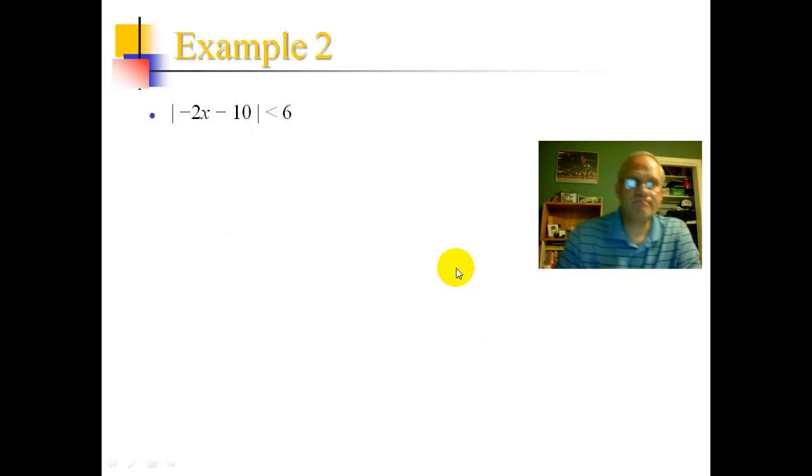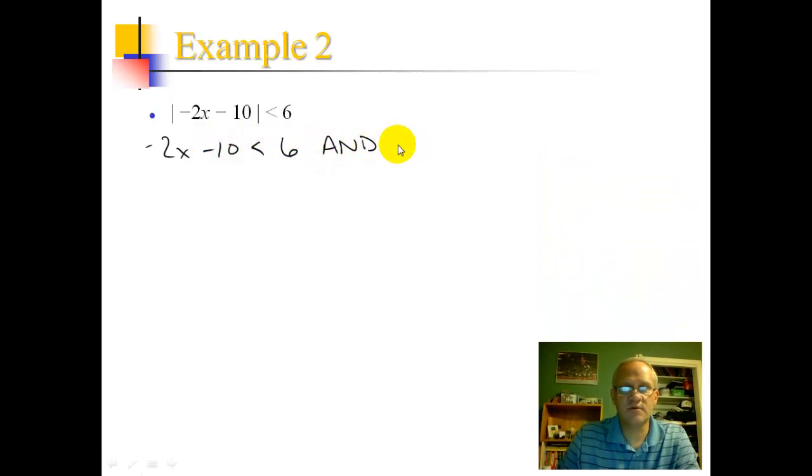Here's another example. Example number 2. We're going to do the same thing here, except this time we've got a less than. So before we even start, less than, what's this going to be? An and or an or? Yeah, that's right. It's going to be an and. Okay, good. All right, so first of all, negative 2x minus 10 is less than 6, and negative 2x minus 10 is greater than or equal to negative 6. Remember, we have to flip both parts, the equal sign and the negative sign.